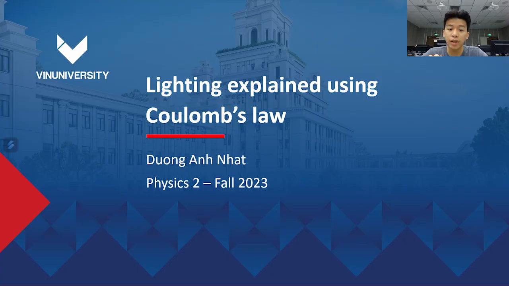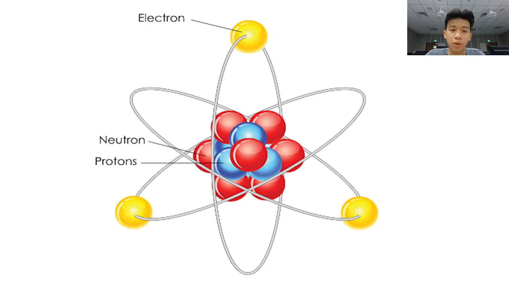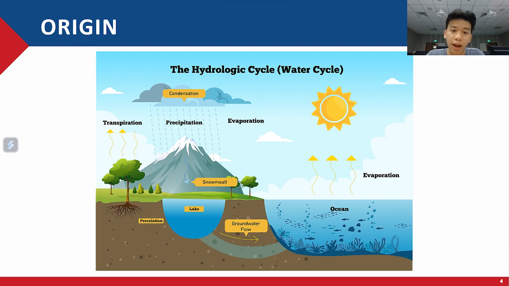So today in this video, I will talk about lightning and explain it using Coulomb's law, from a very general perspective. Lightning is a result of static electricity, a static electrical charge built up when two objects rub together, as we know. In the case of lightning, the objects are the moisture molecules, the ice crystals, and also the dust in the clouds.